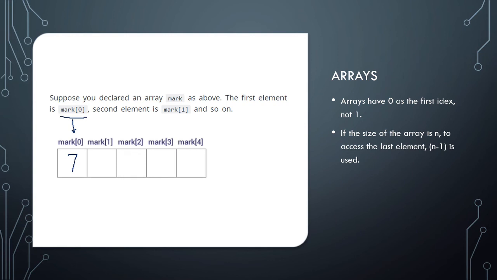Arrays always start with 0. They don't start with 1. They always start with 0. And if you need to find out the number of the last element in the array, then we just do the size of the array minus 1, of course.